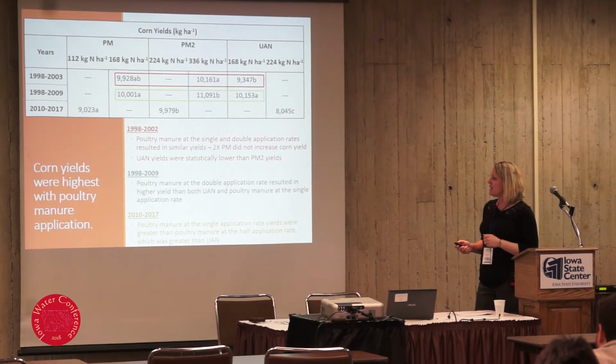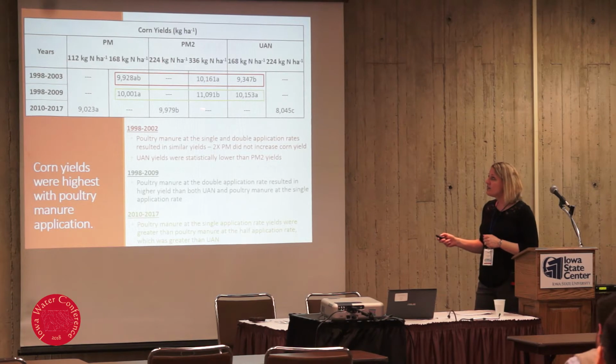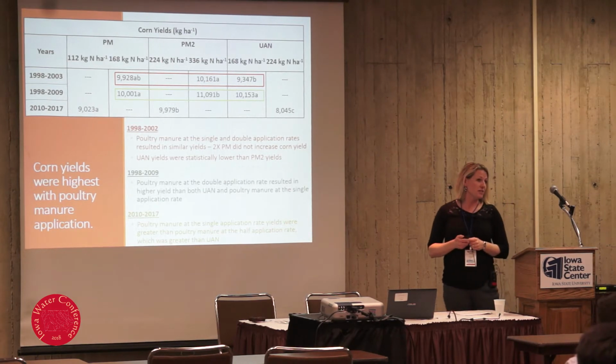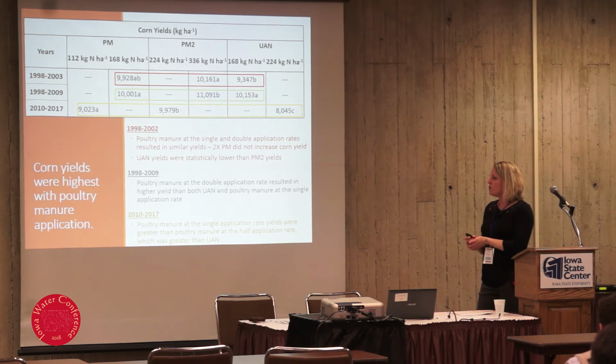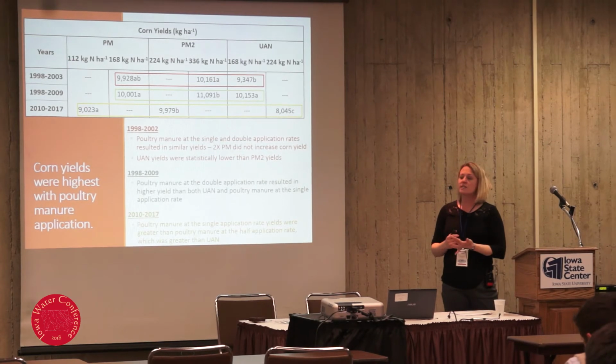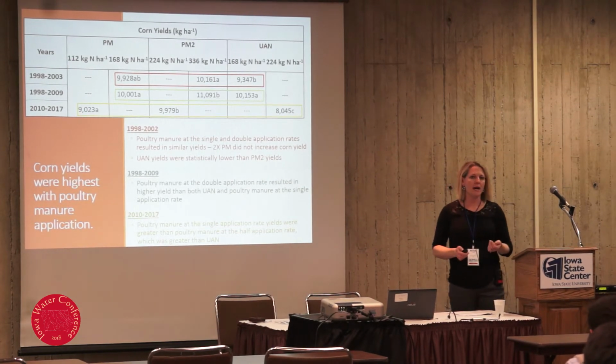Second phase of the study, again, we saw higher yield, but it was at double the application rate, so it wouldn't be something we would want to recommend. However, as we've moved into the third phase of the study, you can see that the poultry manure at the single application rate was greater than the UAN, and the PM2 was also greater than the UAN, and these two are comparable. Okay, so it does indicate that corn yields did benefit from the poultry manure application.